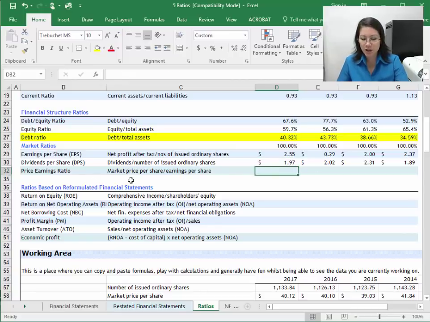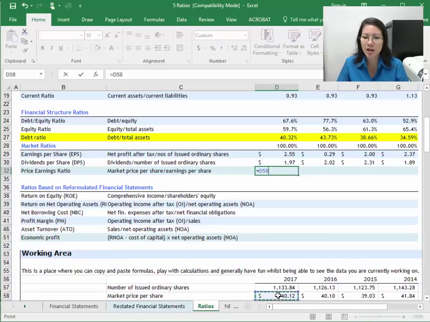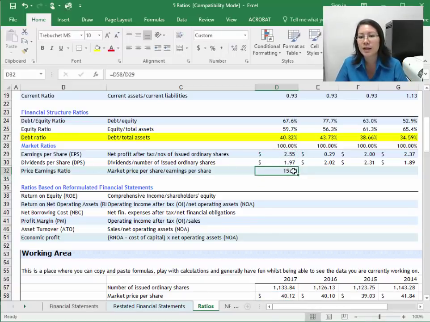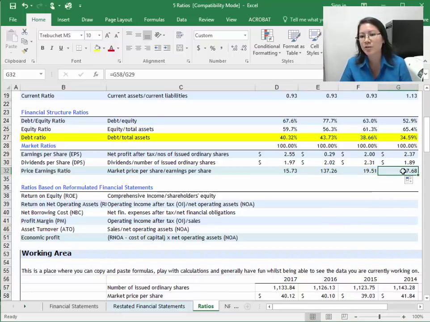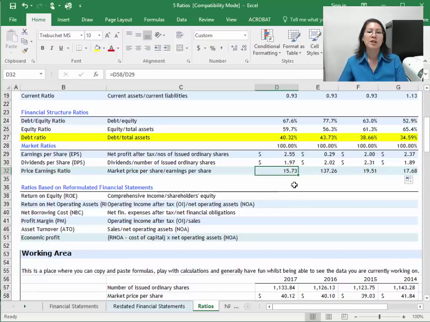All right, price earnings ratio equals market price per share, which we calculated earlier, divided by the earnings per share, which we've just calculated above. See, earnings per share, which is this ratio. So link those two, hit enter. Leave this as a decimal point. So it's 15 times inflated, almost 16 times inflated. The inflation is decreasing though. It was 17, almost 18, and it's gone down to 15.